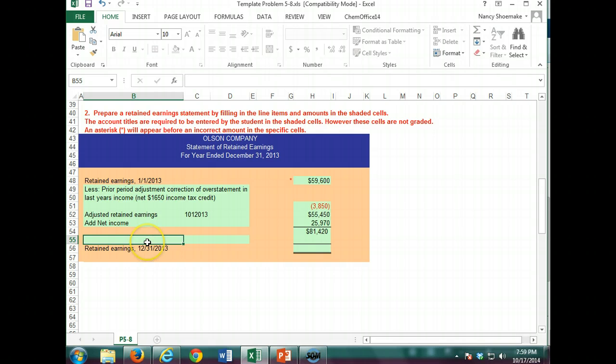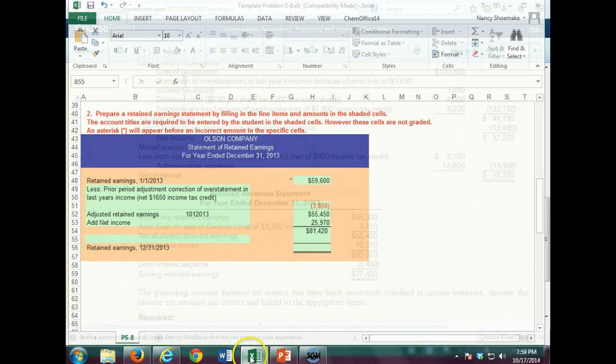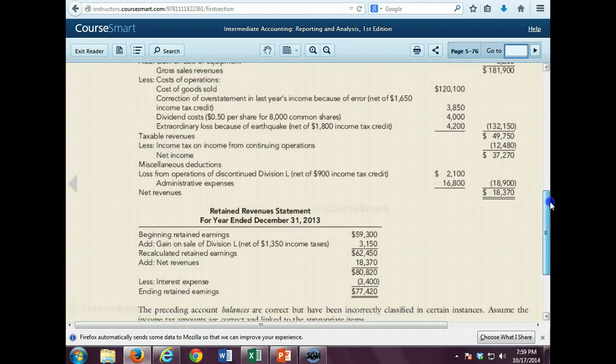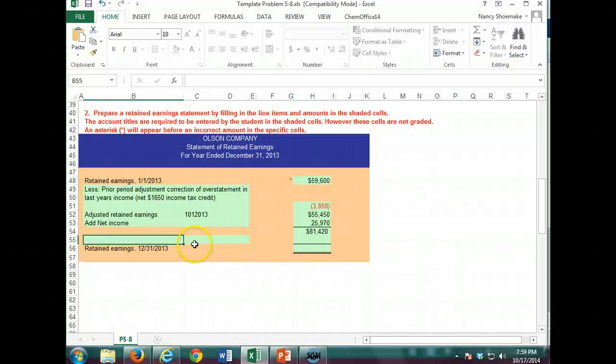Okay, now what are we going to subtract? What do we subtract from here to come up with our ending retained earnings? Dividends. So we're going to show our dividends, less, I should say, of 4,000. And what would our retained earnings be at the end of the year? 77,420?